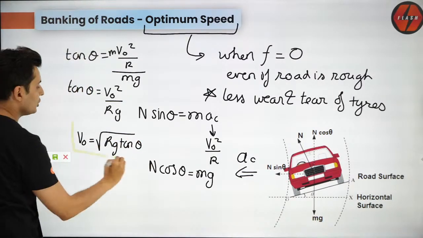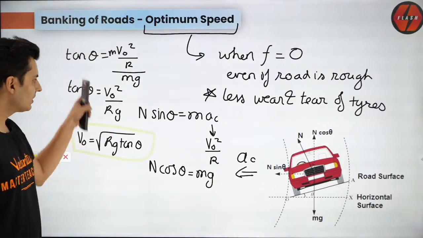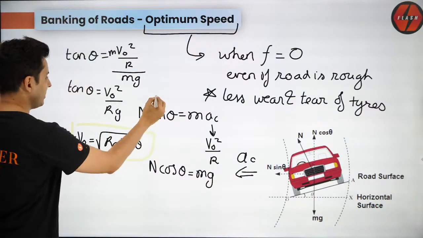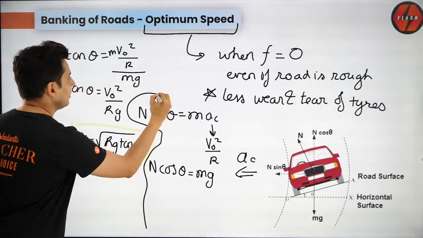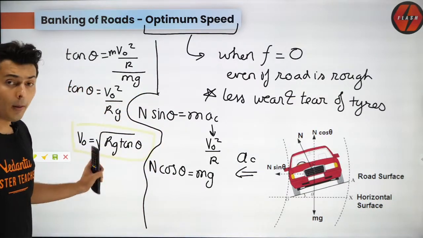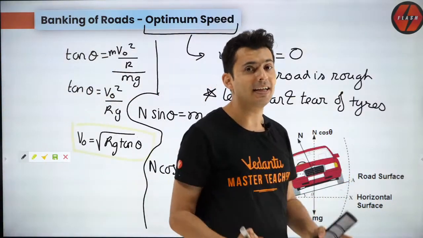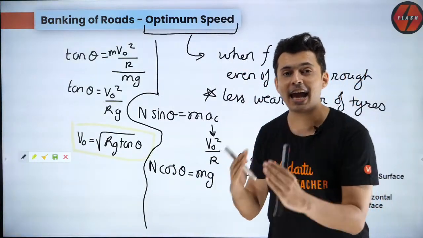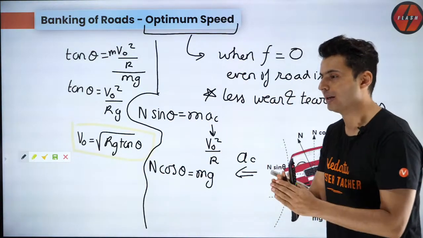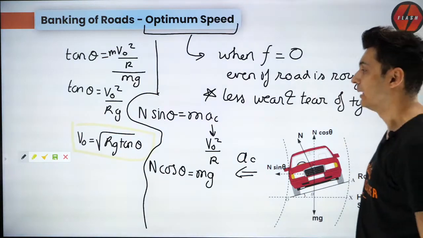This is the formula which you should remember. Okay, so keep this in mind, very important formula. Optimum speed is root rg tan theta. What is theta? Theta is called the angle of banking. Remember that. Yes, very important formula.